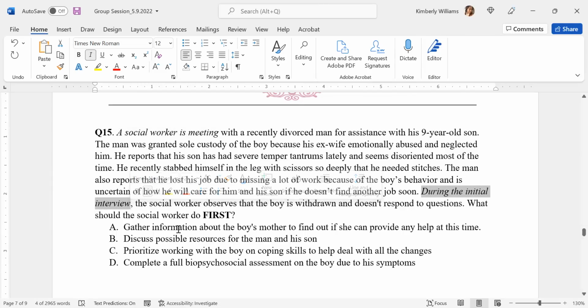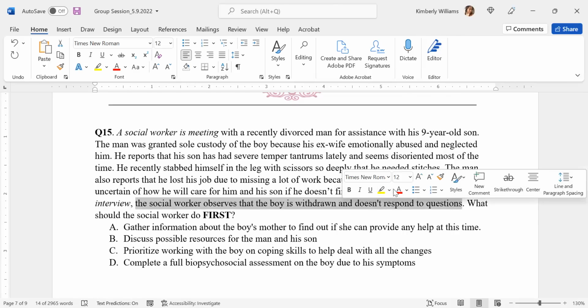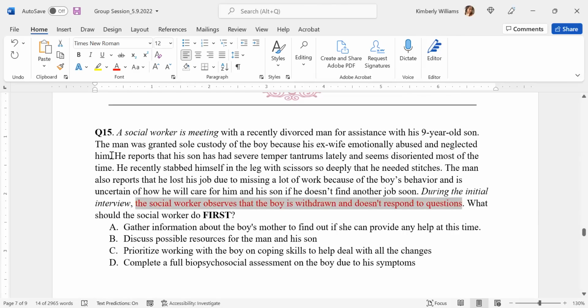So that means I am engaging, trying to engage and or assess this boy. Okay, so the social worker observes that the boy is withdrawn and doesn't respond to questions. That's what's happening right here, right now. All this other stuff has already happened. I want to point that out to y'all. He reports that his son has had severe temper tantrums lately. So we want to consider all of that, but we want to focus on what's happening right now.